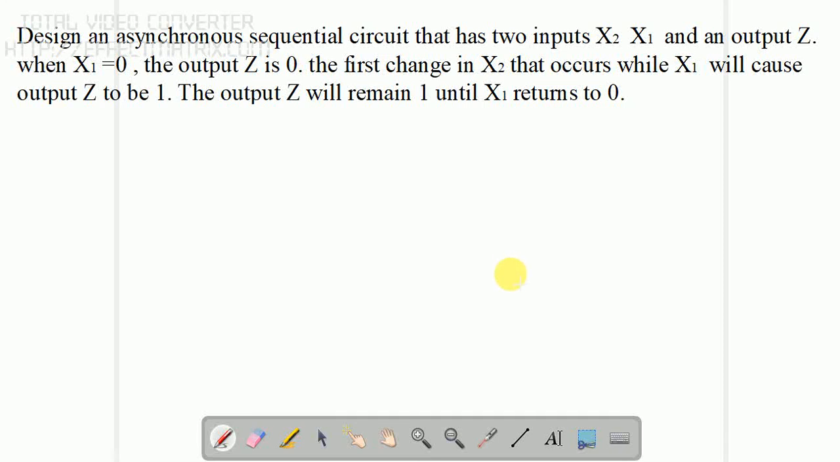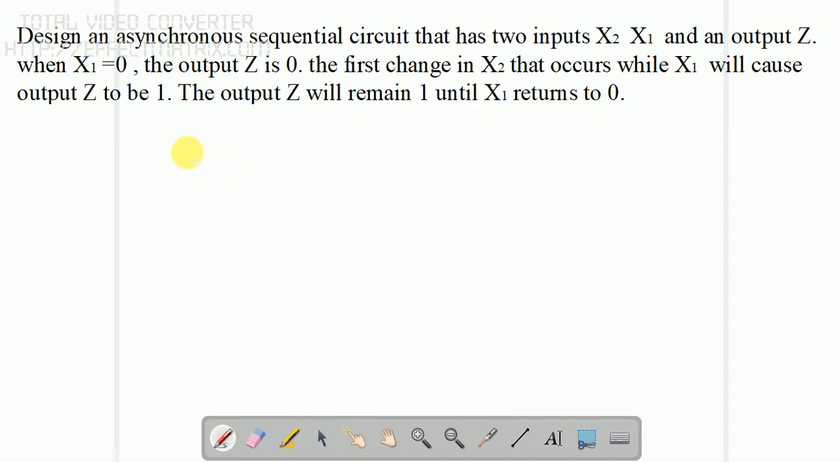In this video, we are going to see a problem on asynchronous sequential circuit. So here we have a question: design an asynchronous sequential circuit that has two inputs x2, x1 and an output z. When x1 is equal to 0, the output is 0. The first change in x2 that occurs while x1 is 1 will cause the output z to be 1. The output z will remain 1 until x1 returns to 0.